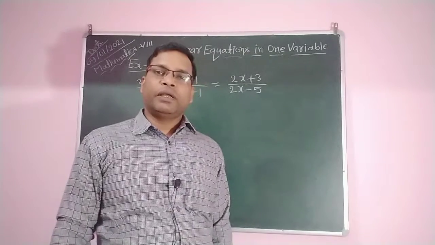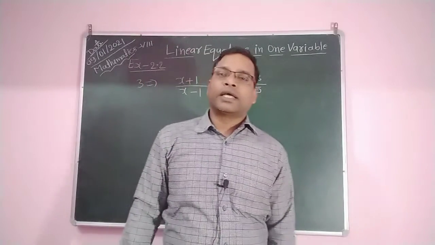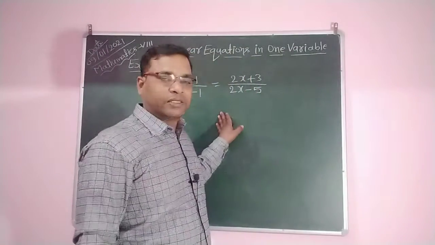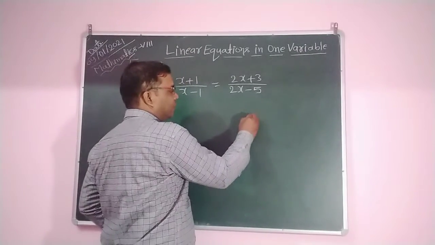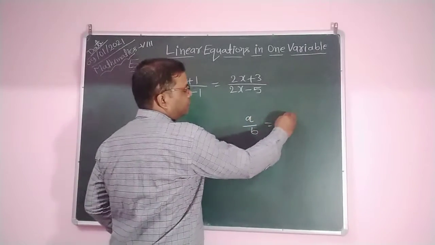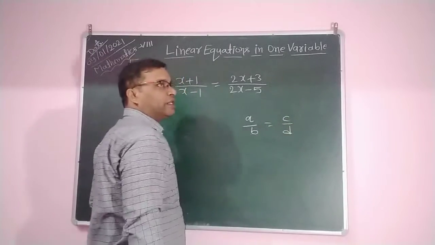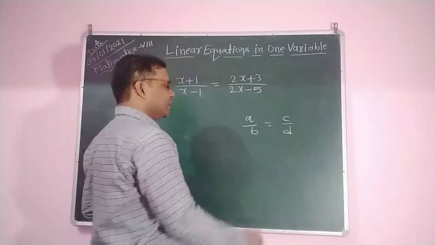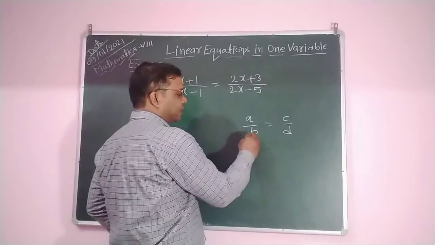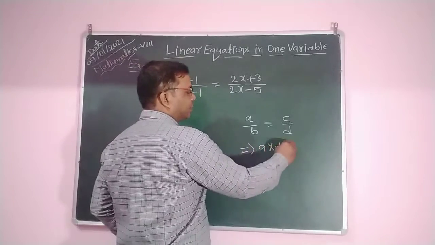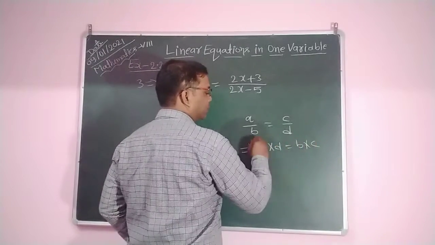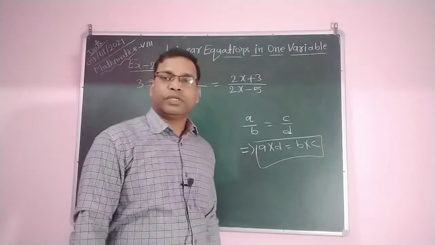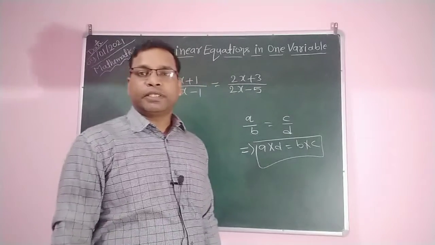So how do we solve it? We use here the cross multiplication method, because this is given as fractions. So you can see if like this a by b is equal to c by d, if two fractions are equal, then here we use the cross multiplication method. According to the cross multiplication method, we can write a into d is equal to b into c. This is the cross multiplication method.